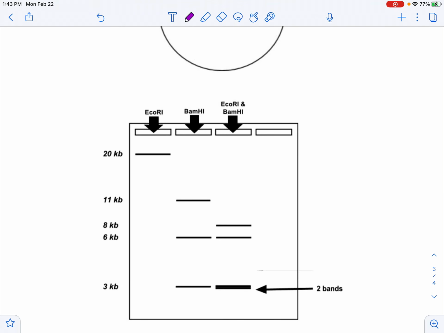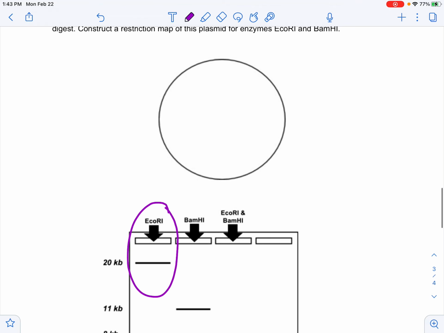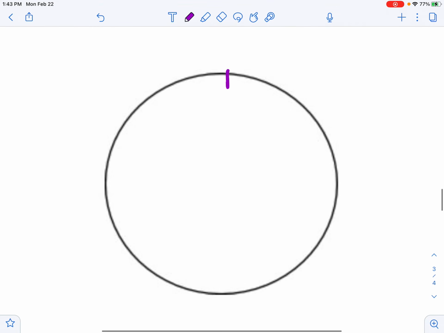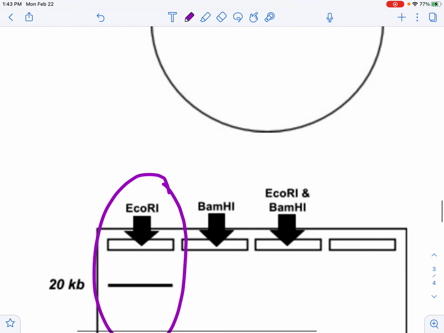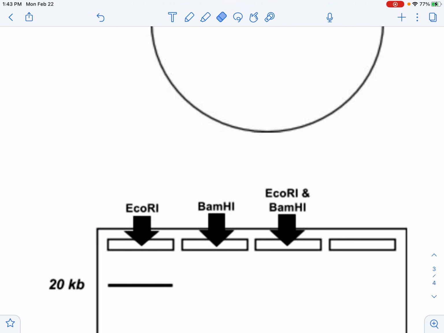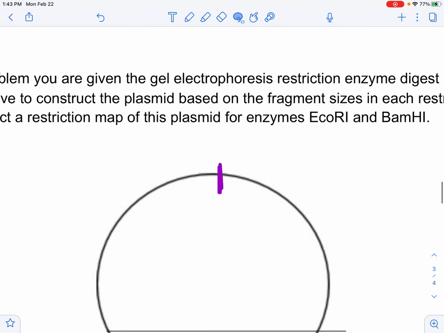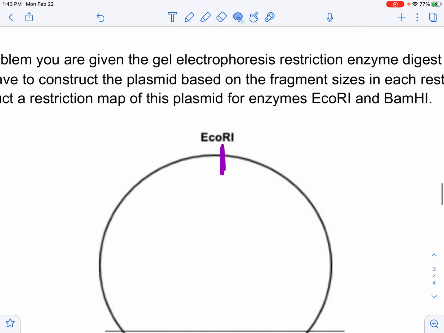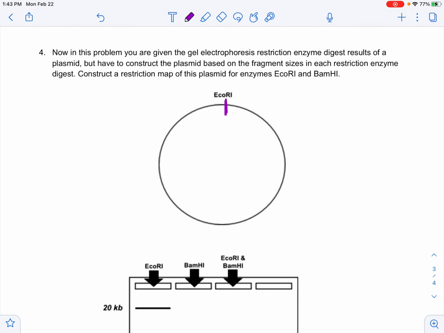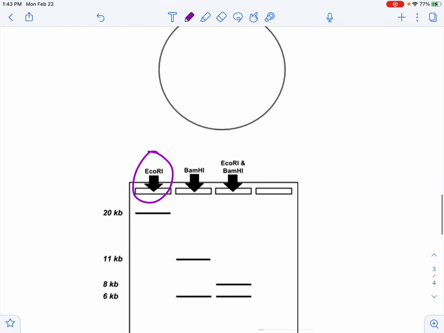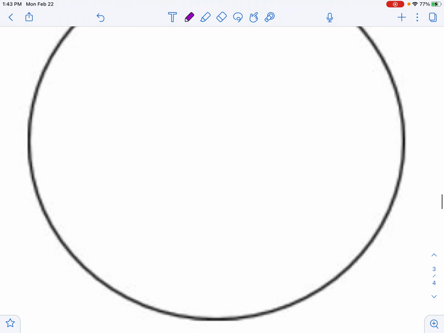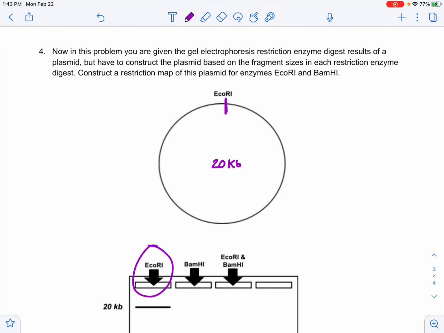So the first thing I noticed is that EcoR1 only made one fragment. So that must mean that there's only one restriction site there. So I'll just put it right here. And let's do this. Okay, so there's an EcoR1 cut site. Okay. And then that would be 20 kilobases. So the whole thing is 20 kilobases all the way around. All right.